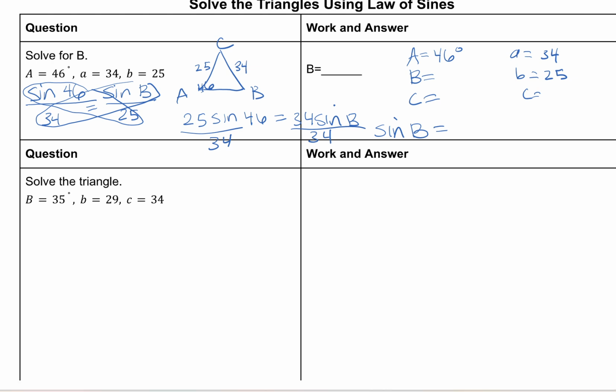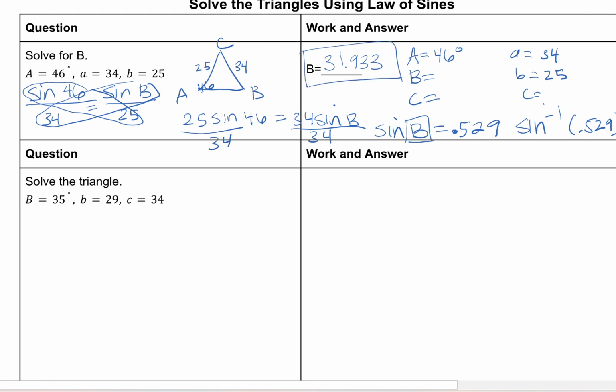And then we get the sine of B equals, so I'm putting this in the calculator, 25 times the sine of 46, and we're dividing that by 34. And we get 0.529. We always round to 3 decimal places when we round. To solve for this angle, I push the second button, which turns me into an inverse sine, of 0.529. Second sine, second answer. We get 31.933. So 31.933 would be our angle B.